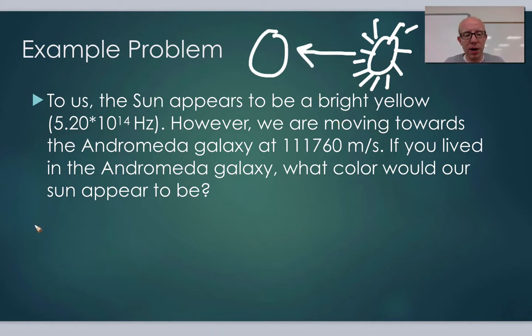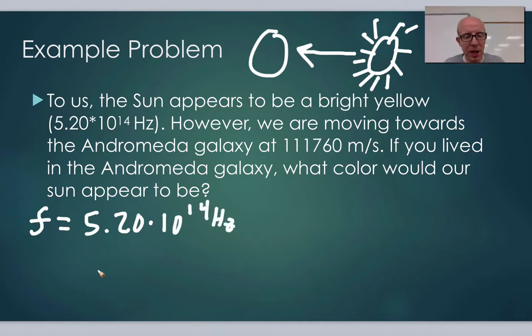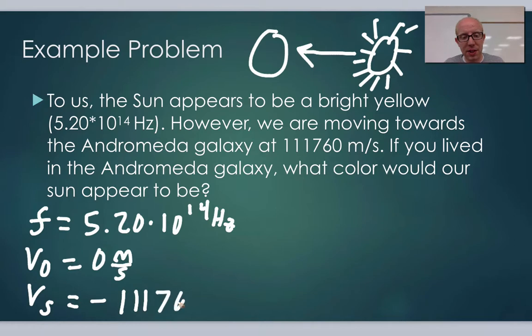And so if we're writing down our values, we got frequency equals 5.20 times 10 to the 14th hertz. We got velocity of the observer. We're going to assume it's 0. It's not really, but in the setup we're going to assume it's 0. And the velocity of the source, you can see, is moving to the left, so this is negative 111,760 meters per second.